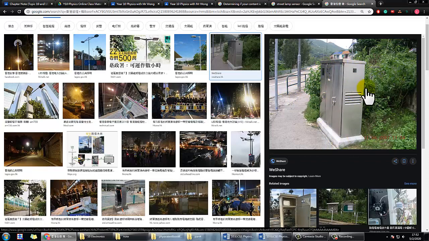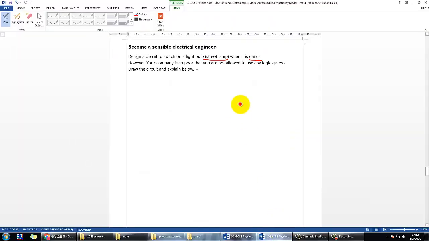So if you see something like a box like this, like the window here, actually there is a light sensor. It detects the light, and that actually controls the lamp. So imagine the street lamp is not controlled by time. You don't find the street lamp switching on or off at a definite time. When it's raining, the street light also switches on. So it's controlled by the light intensity outside in the sky.